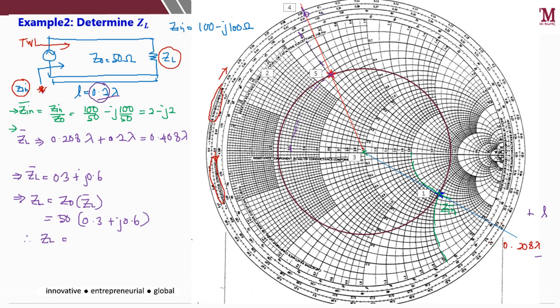So what happens in a new case, if the L equals maybe 0.3 lambda? Your ZL position will be the current position of Zin, 0.208 lambda, plus the L, 0.3 lambda, which is equal to 0.508 lambda.